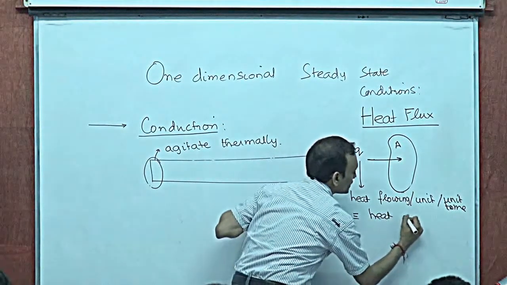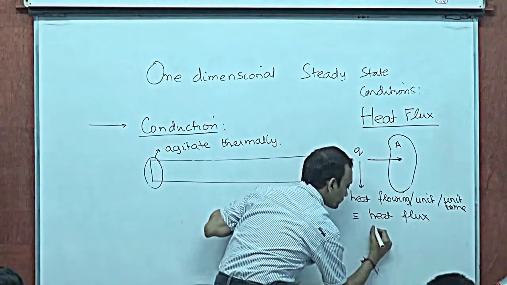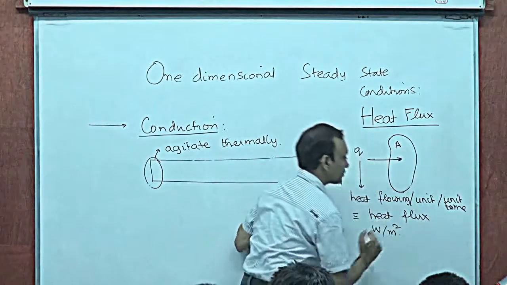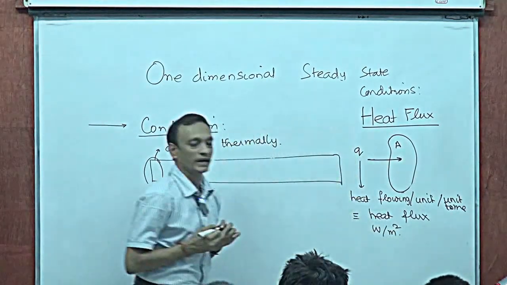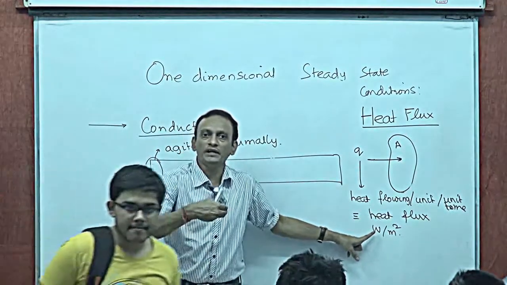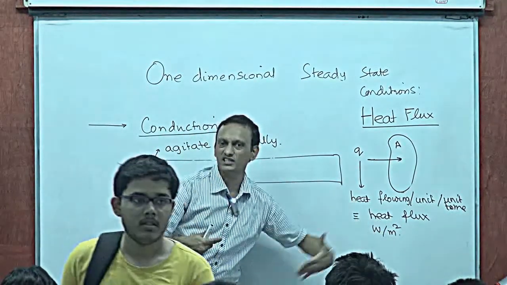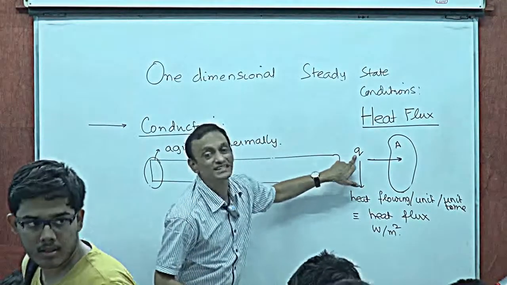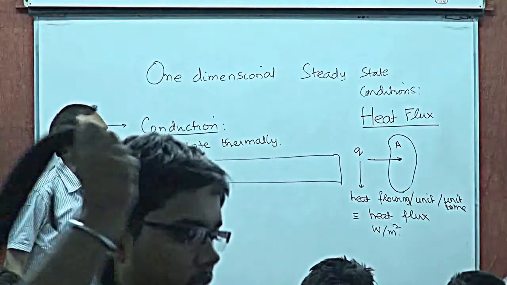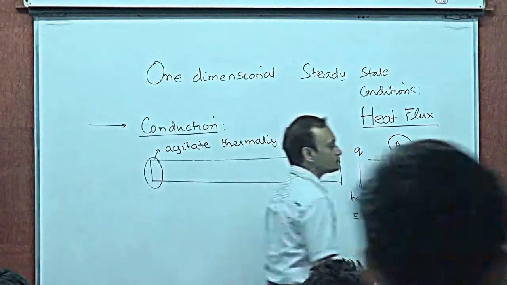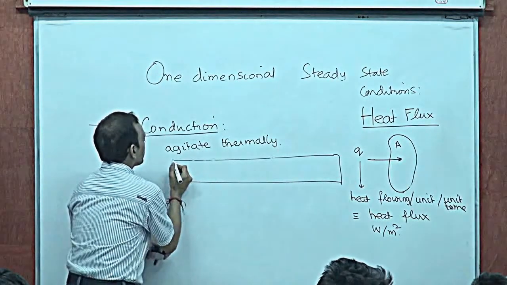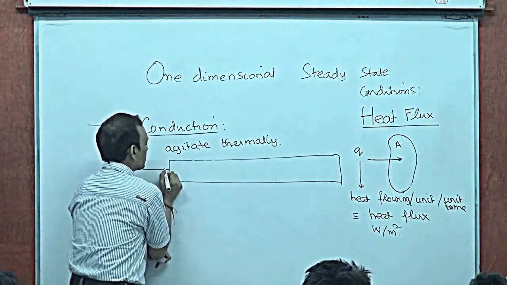That's referred to as heat flux, or watts per meter squared, right? Heat per unit time is watts. Per unit area is going to be watts per meter squared, right? That's going to be referred to as heat flux. Now, by experiment, out of empirical considerations, it has been found that, let's say, there is flow of heat taking place in this direction.